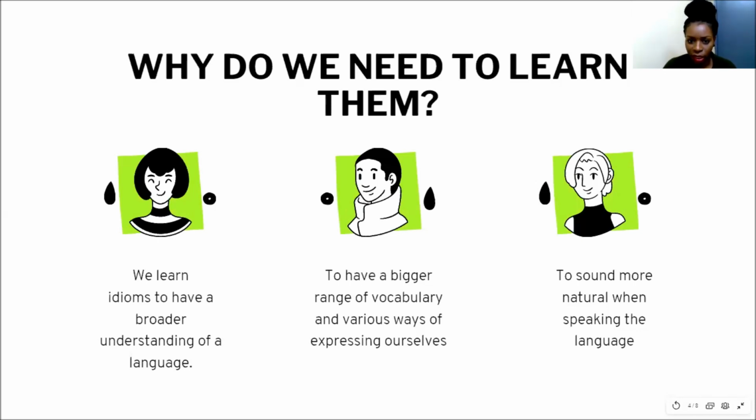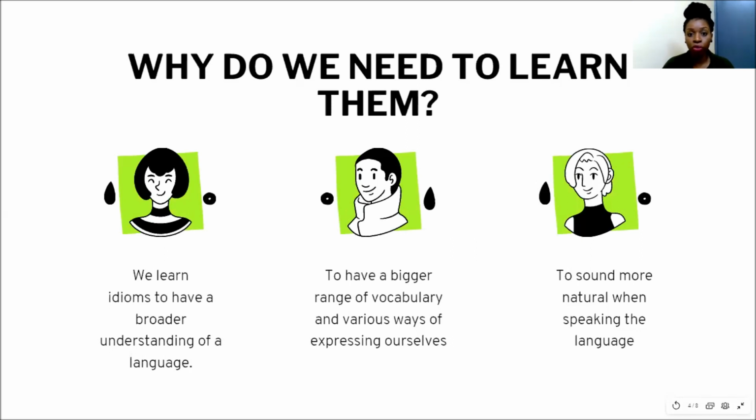Another reason is because it gives you a bigger range of vocabulary. Usually the words that are in idioms are not words that you would normally use in a sentence. But when you learn the idioms, it broadens your vocabulary. It gives you additional sentences and things that you can pull from to create your speech, to speak and to have a conversation. You have various ways of expressing yourself. You don't have to always use the same things. You can switch and change every now and then.